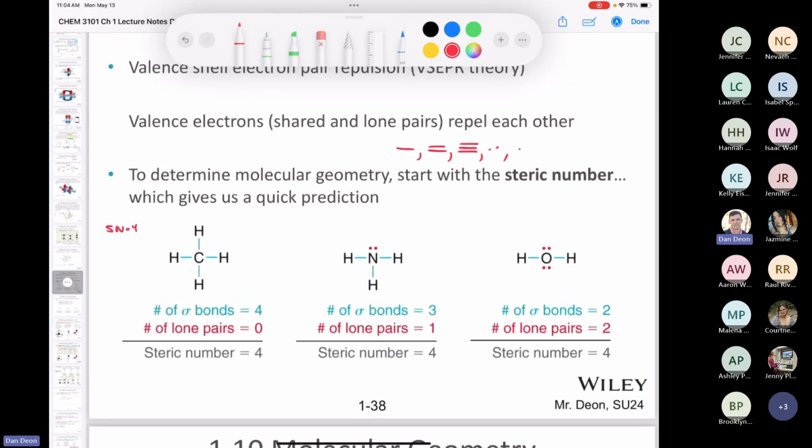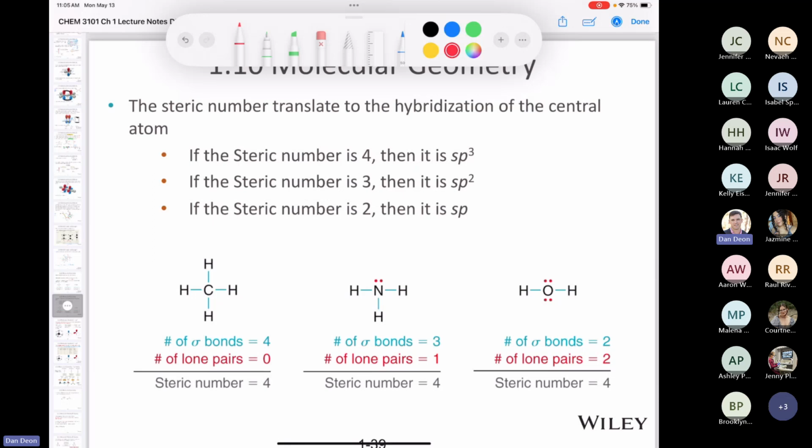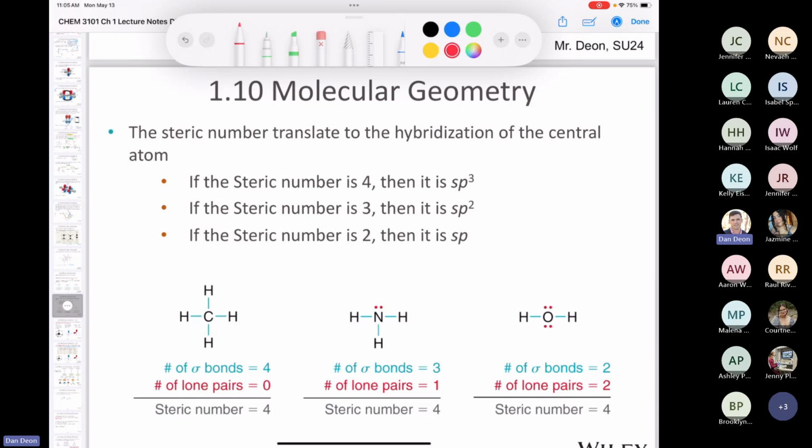Do these 3 molecules have the same molecular geometries? No, not at all, because molecular geometry only considers bonds. Okay. So now, when it comes to hybridization, we can look at the steric number. If the steric number is 4, it's sp3. If the steric number is 3, it's sp2. If the steric number is 2, it's sp. So that means that the carbon and nitrogen and oxygen in all 3 of these molecules, respectively, they're all sp3, because they all have the same steric number. But to repeat myself, do they have the same molecular geometry?